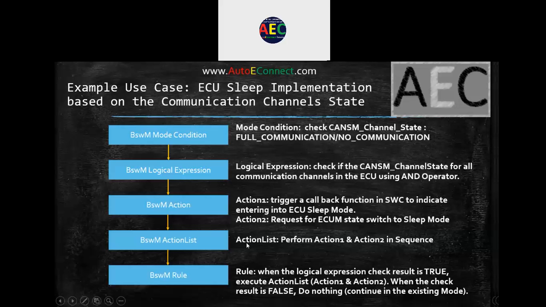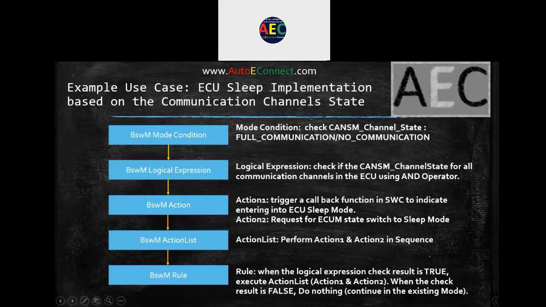So now we have configured 2 actions. The action list will have the combination of action 1 and 2 in the same order. It is quite important that we perform these actions in the same order, otherwise we won't be achieving the required functionality. So now the rule will be executed. Basically, in the BSWM cyclic functions or the BSWM mode indications or mode requests, the rules will be checked for whether the logical expression is true or false.